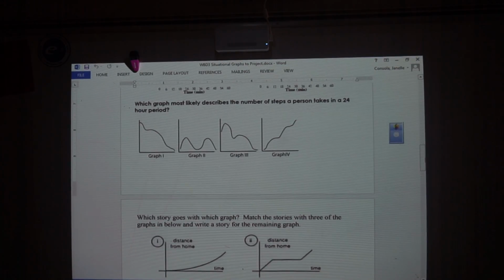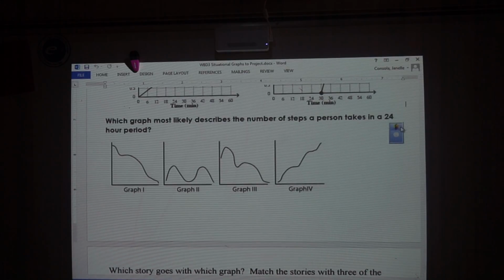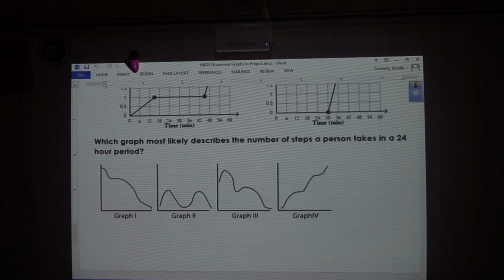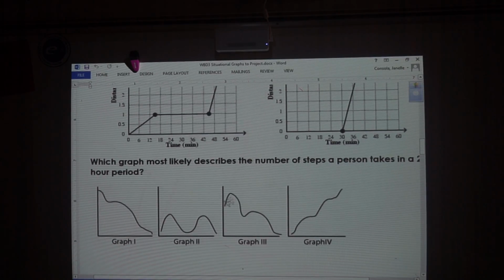It says, which graph most likely describes the number of steps taken by a person in 24 hours? Now, when somebody's walking, can you lose your steps? Oh, a lot. You can lose money, but you can't lose steps. Okay? So think about this. Which graph most likely describes the number of steps?